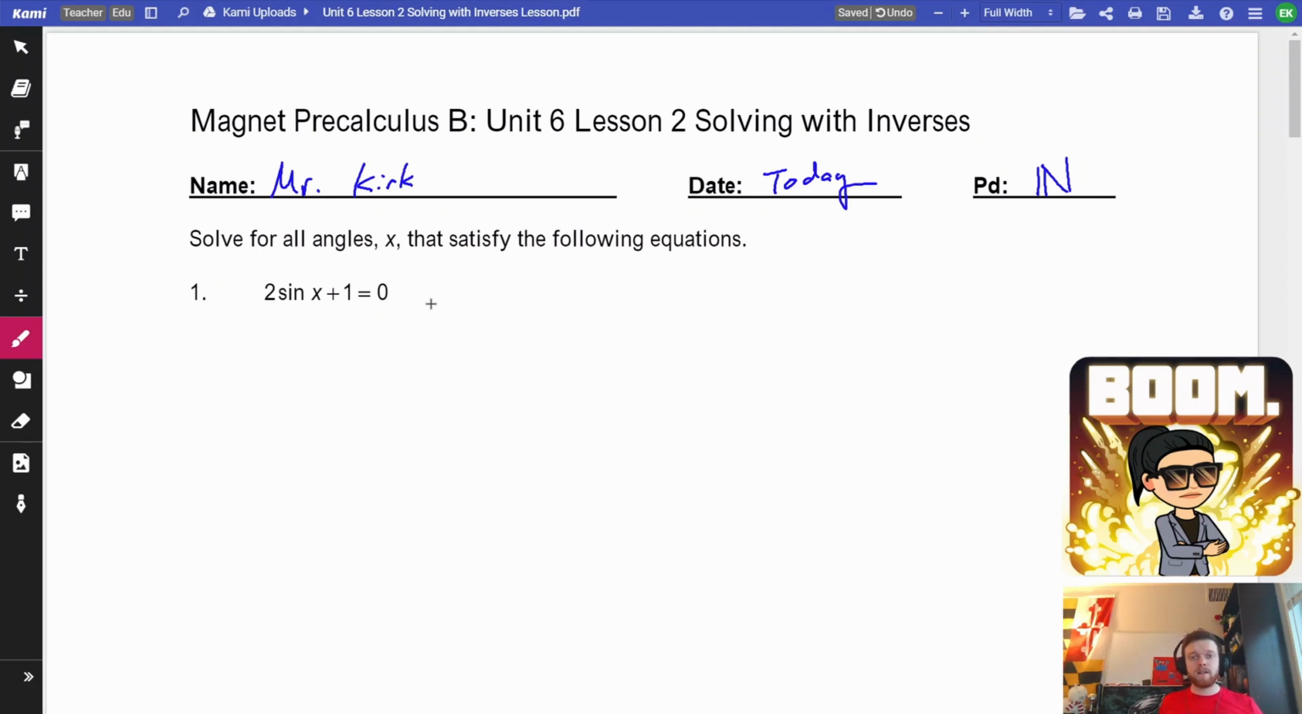With that said, let's go ahead and get started. Let's not make this video too long. We got 6 equations to solve. So, 2 sine x plus 1.